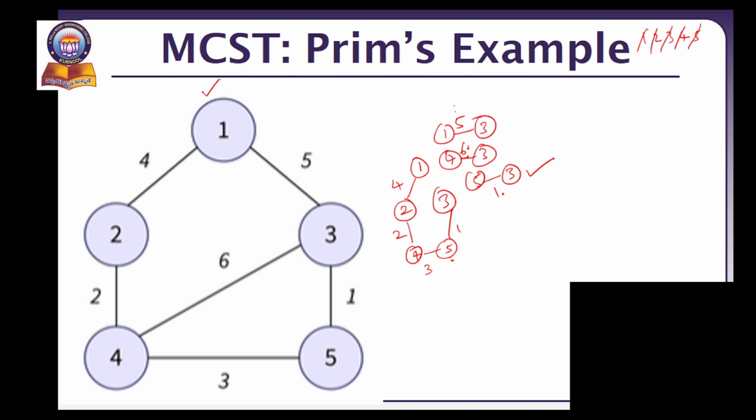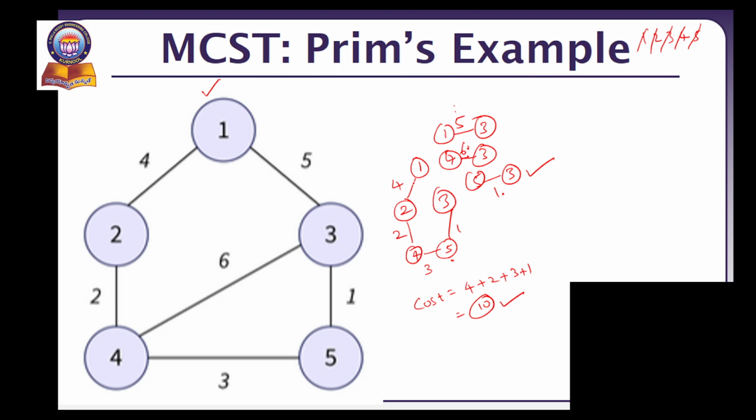Do we have any other unexplored vertices? We have covered all the vertices, and that is how we can say this is the solution for your minimum cost spanning tree. What is the cost? Cost equal to 4 plus 2 plus 3 plus 1, that will be equal to 10. So this is the minimum cost spanning tree.